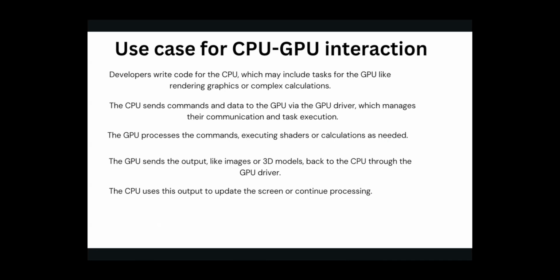When the operations are performed, the GPU sends the output, in the form of an image or some 3D models, back to your CPU through the GPU driver again. And it is the CPU that uses this output to update the screen or continue the processing. So essentially, the GPU is doing the computation in a way that makes it fast, and then it helps the CPU.